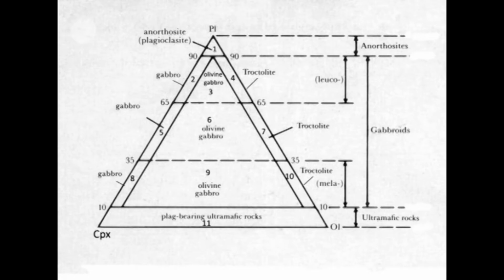Now, D, the main composition is plagioclase, clinopyroxene, olivine. If you see the triangular diagram on the screen, we can observe the different rock types, that is anorthosite, second leucogabbro, third olivine leucogabbro, fourth leucotroctolite, fifth gabbro, sixth olivine gabbro, seventh troctolite, eighth melagabbro, 9 olivine melagabbro, 10 melatroctolite, 11th is plagioclase-bearing ultramafic rocks.